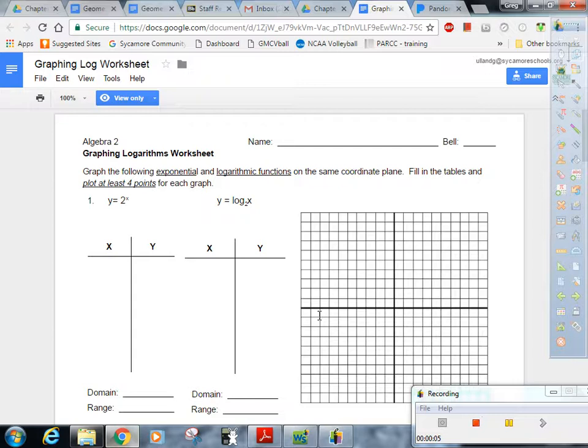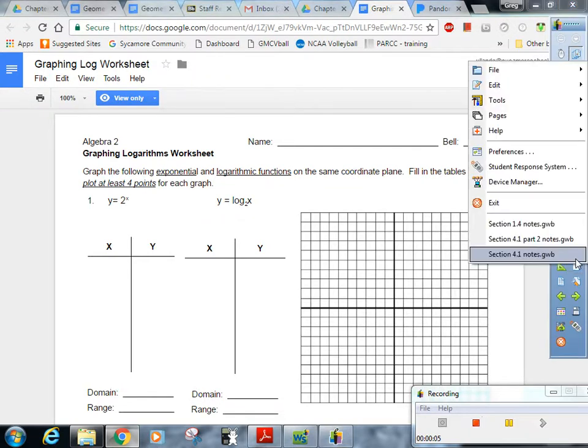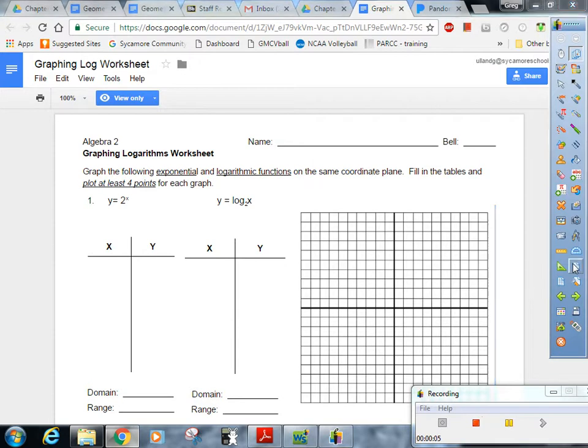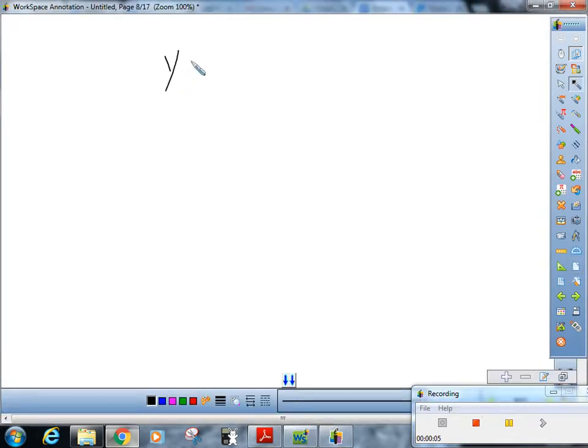I want you to look at these 2 equations in number 1, and I want you to think hard about what we've been learning, okay? This is an exponential equation. This is a log equation, okay? So I'm going to get a new screen. I'm going to rewrite those. Y equals 2 to the x, and y equals log base 2 of x.